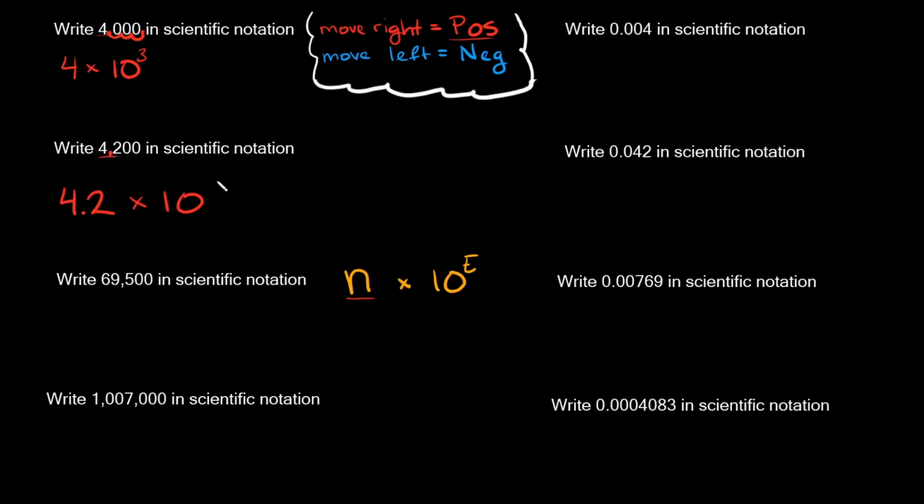The way you figure out what your power is, you just take your decimal right here and move it to the very end. So we're going to go 1, 2, 3. So 3 times again.